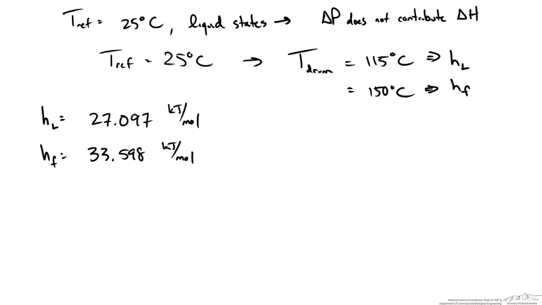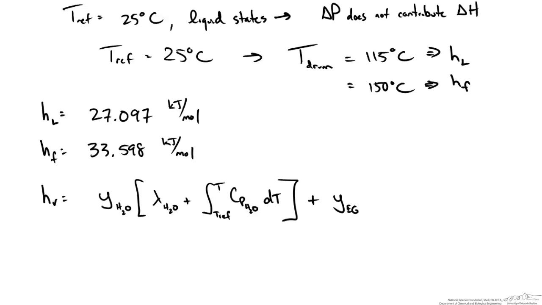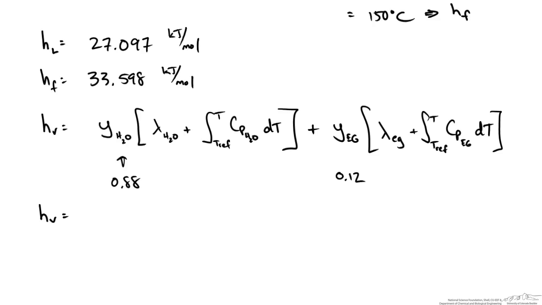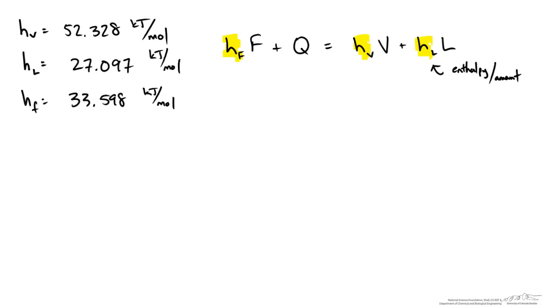The third one that we need is the vapor. And the only difference here is we have to take into consideration the enthalpy associated with the phase change. So we're going to use the enthalpy of vaporization, and that's something you would need to look up as well. So here we have the mole fraction of water in the vapor stream times the heat of vaporization of water plus the same integral we had before, and we would repeat this for the other component. And when we do this, I get an enthalpy associated with the vapor stream of 52.328 kilojoules per mole.